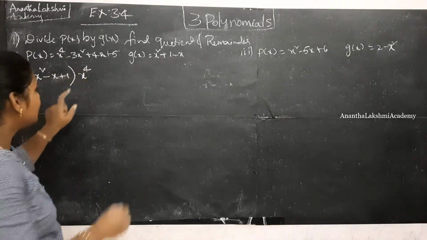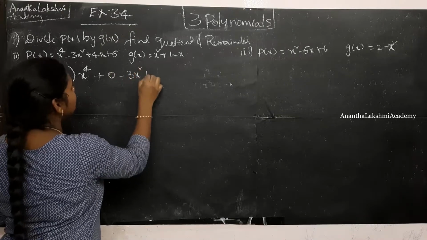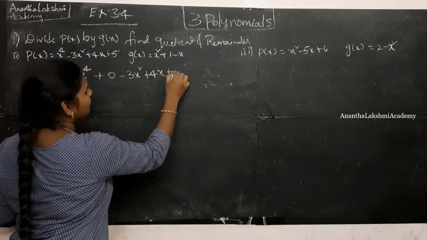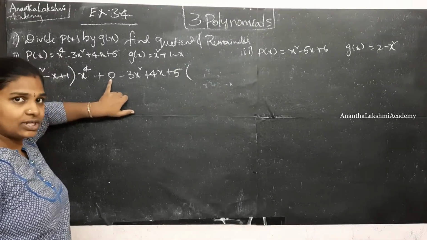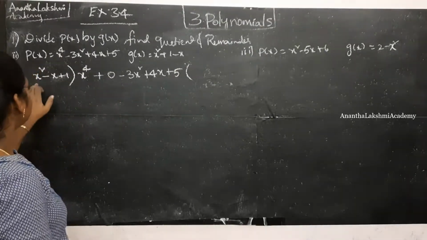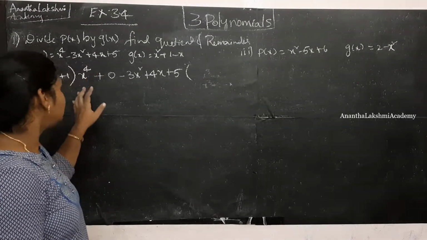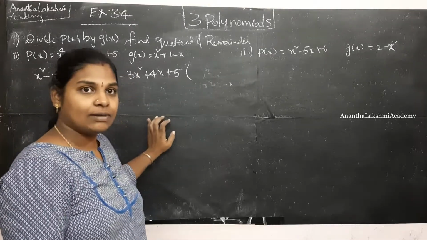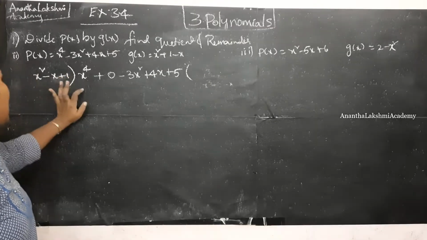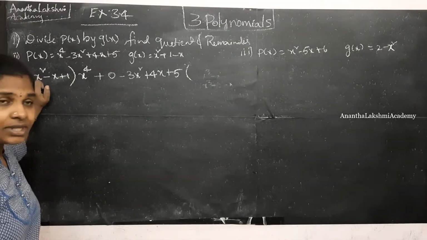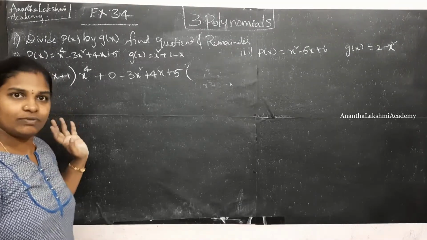The cube term is missing here, so I am assuming 0, minus 3x square plus 4x plus 5. Why did I assume 0 here? Because the x cube term is not given. That's the reason. Now, first, how do we solve polynomial division? We need to understand what the first term in the dividend is, and by multiplying with what, you get the same term in here. That is what we need to check.